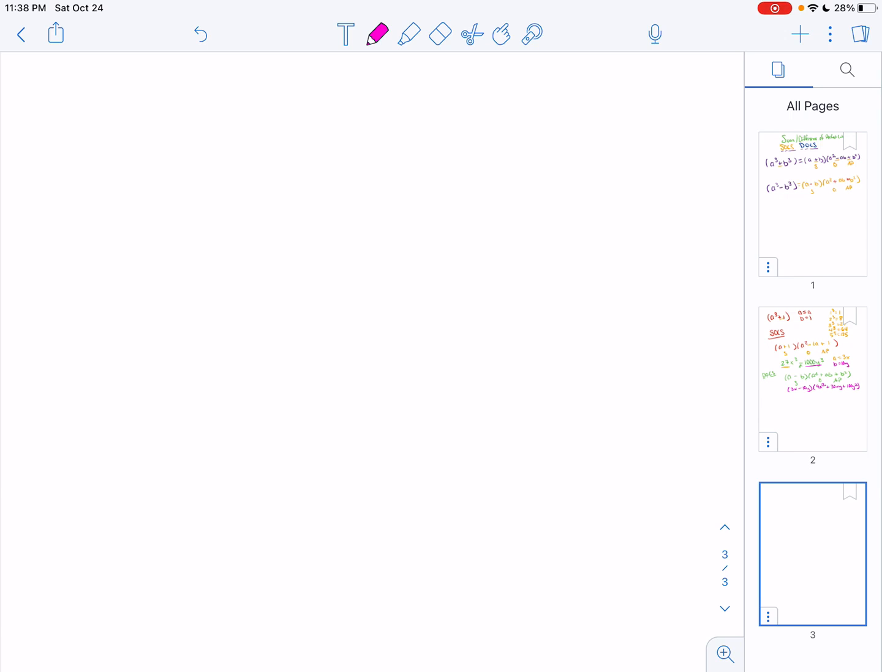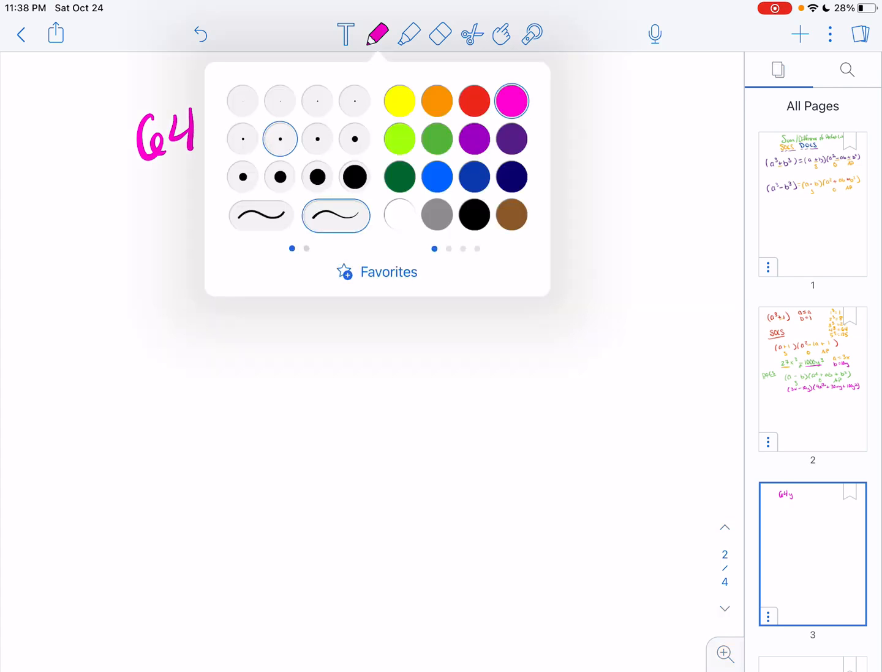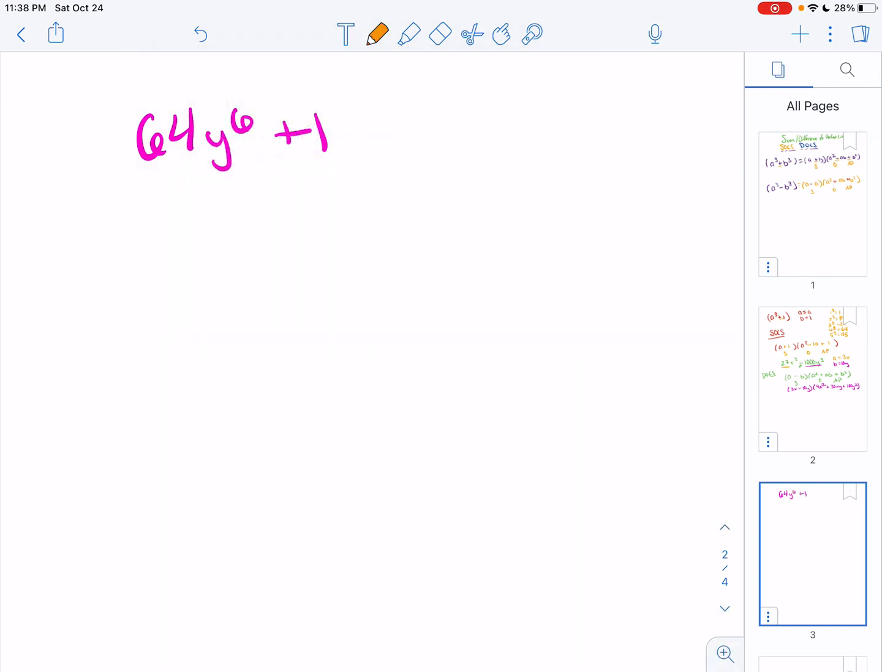We'll do one more of these. I have 64y to the 6th plus 1. All right, so is this sum or difference? This is sum, so this is SOCKS.